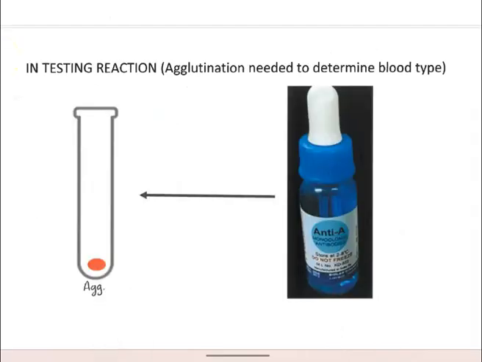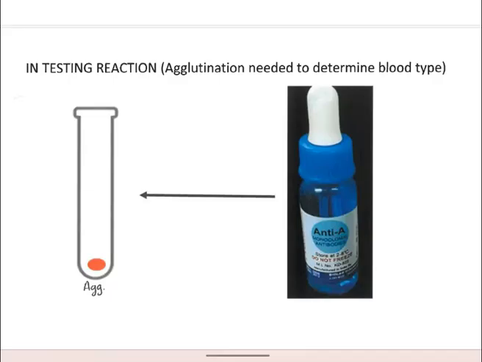Up to this point, we've been talking about what's going on in the body and not wanting agglutination happening in the body. But now we need to switch gears and talk about testing and the reaction with the reagents in blood banking. In testing, though, we need to have agglutination to help determine blood type. So let's look at this example.